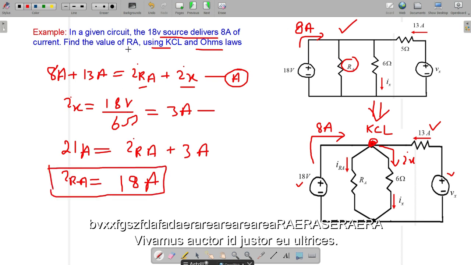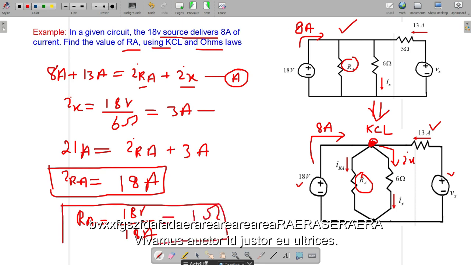The question is we need to find RA. This is RA. So RA is equal to the 18 volt over 18 ampere, and that is equal to 1 ohm. So you can see that we can easily find the value of RA using Kirchhoff current law.